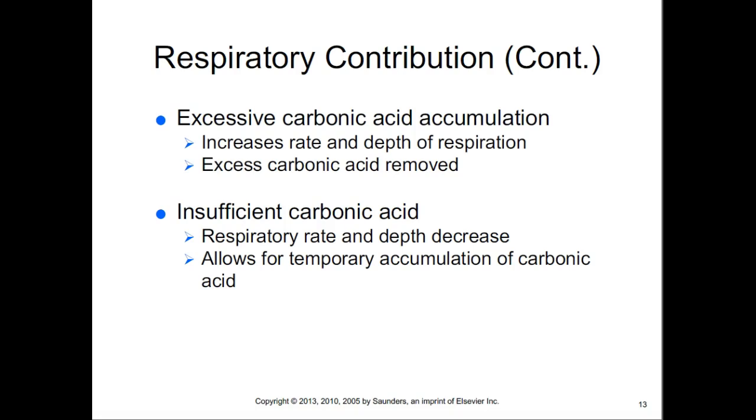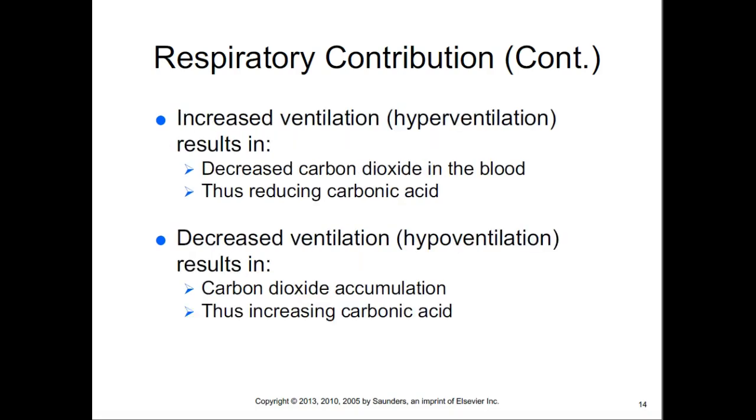Okay, so excessive carbonic acid accumulation increases the rate and depth of respiration so that the carbonic acid is removed via carbon dioxide. Insufficient carbonic acid is going to decrease the respiratory rate and depth, and then it accumulates and allows for temporary accumulation of carbonic acid. Right, so increased ventilation or hyperventilation is going to result in decreased carbon dioxide in the blood, right? So it basically reduces carbonic acid. Decreased ventilation, what we call hypoventilation.